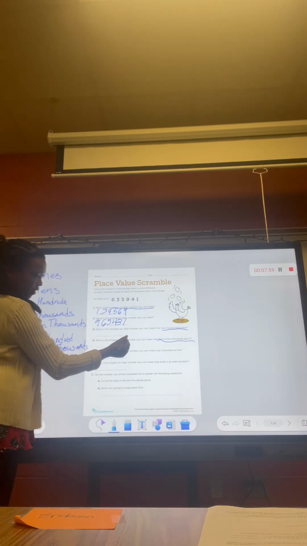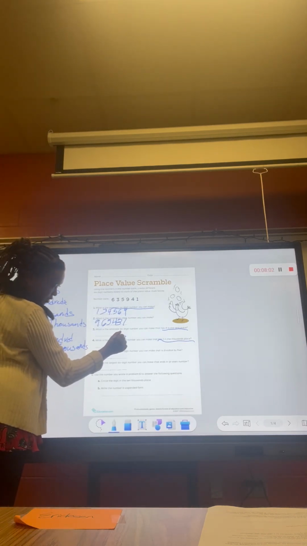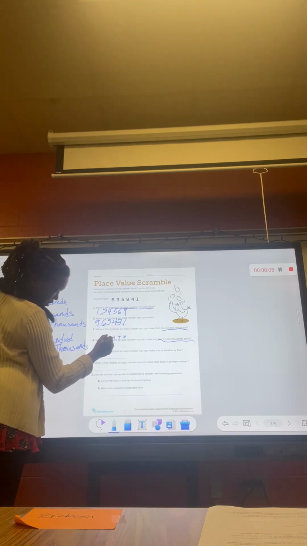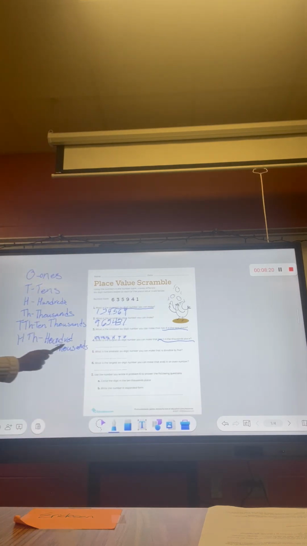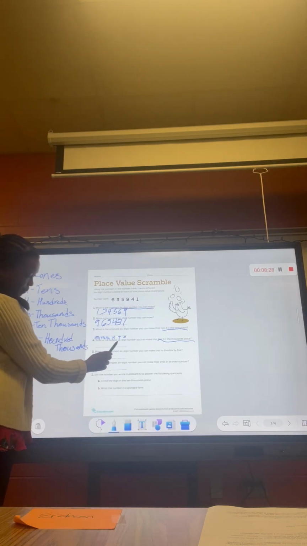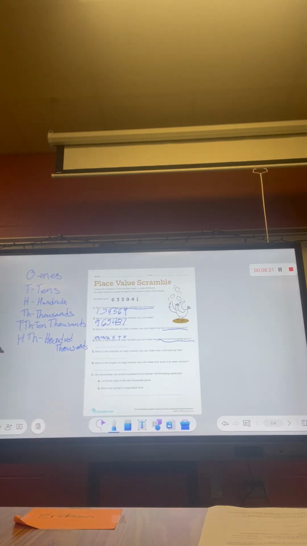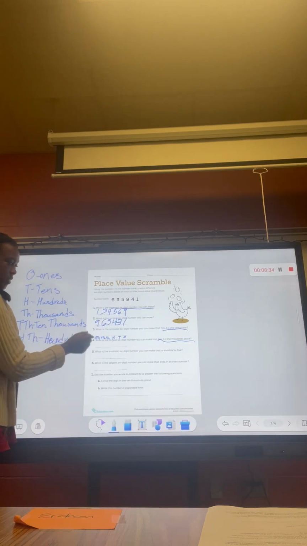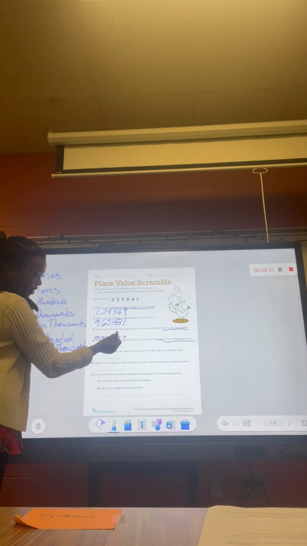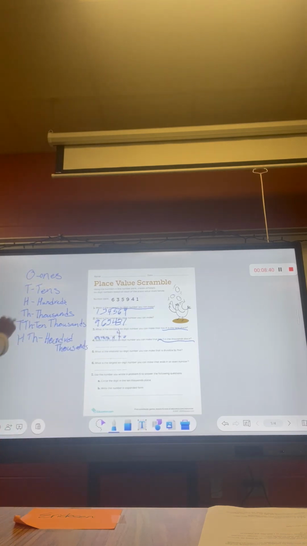So if we go from there, we can put the O right here, the T for tens, the H for hundreds, the TH, the TH, and the HTH to keep up with where you will place your numbers on the number line so that you can keep it in order. So now that I know by the abbreviations that I have set up, the 4 will go here in the tens place according to the line.